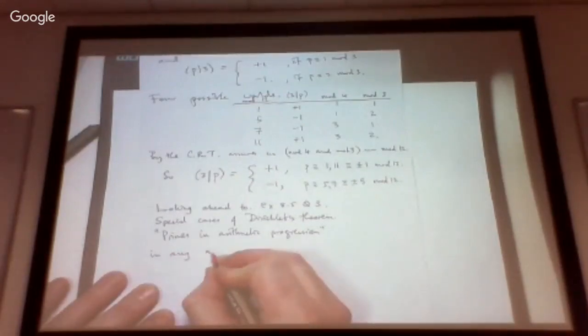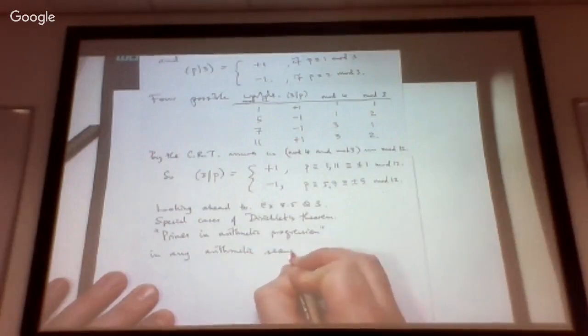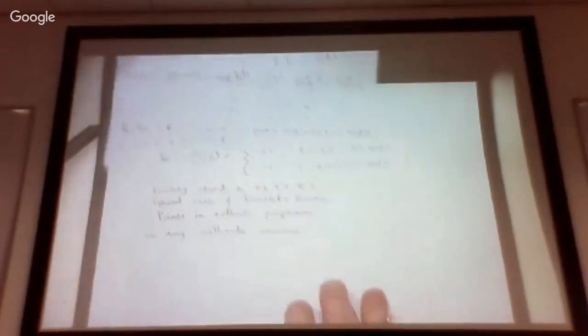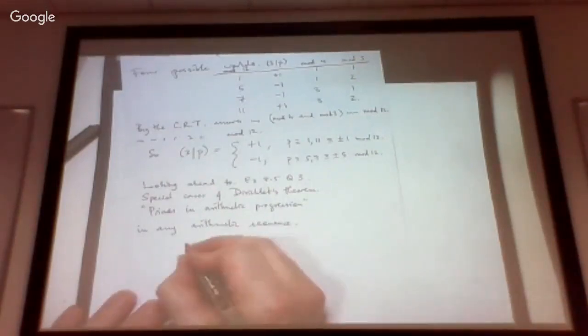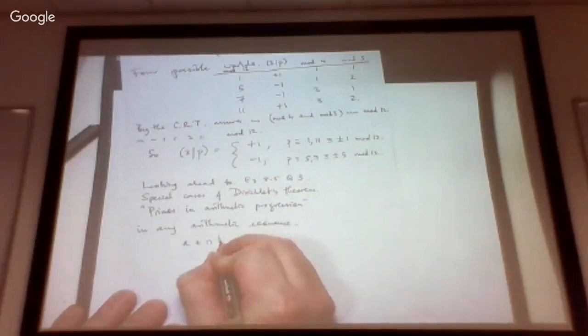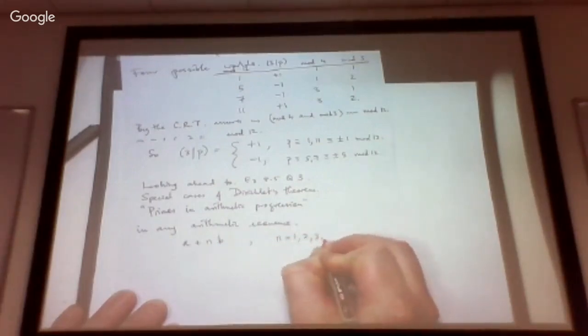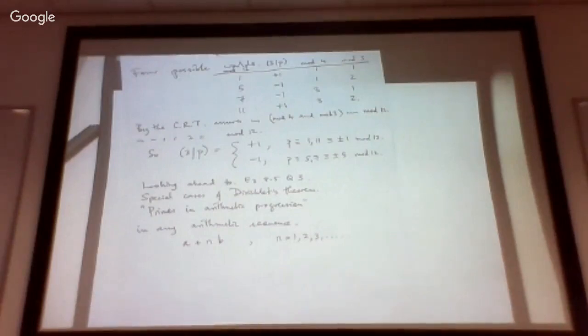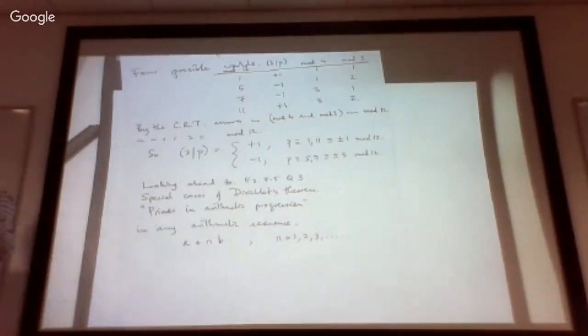in any arithmetic progression, which is a more fancy word for sequence. Arithmetic sequences are pretty simple. Remember, we studied some of those in maths fundamentals: A plus nB, where n was the index, 1, 2, 3, and so on. Dirichlet's theorem says these have an infinite number of prime numbers.